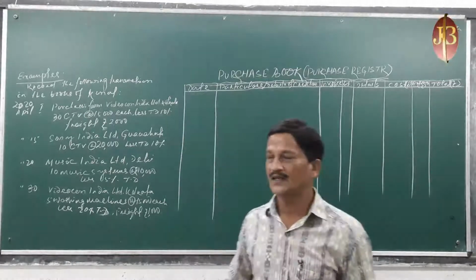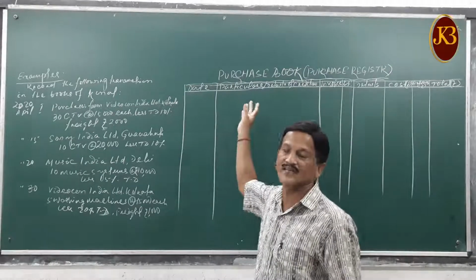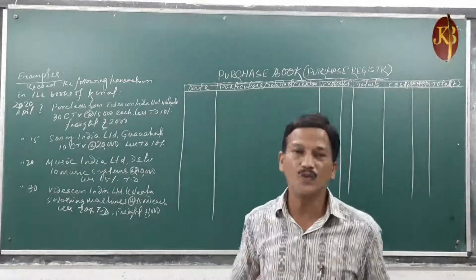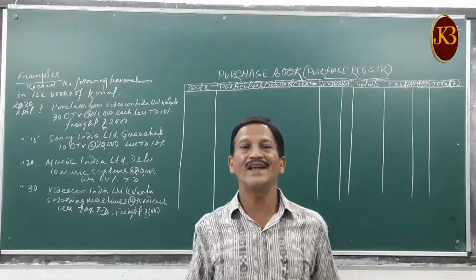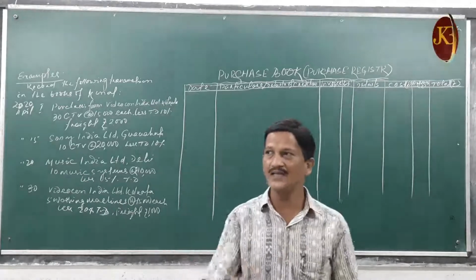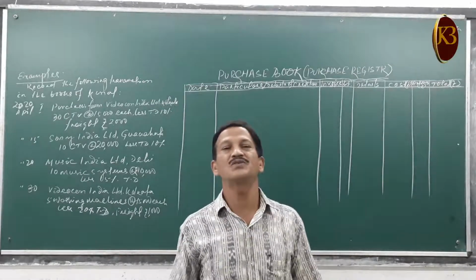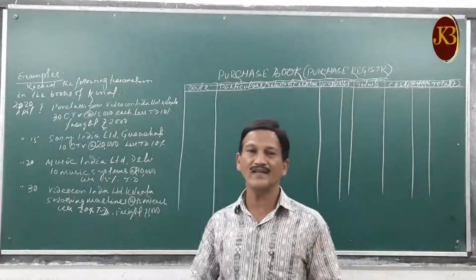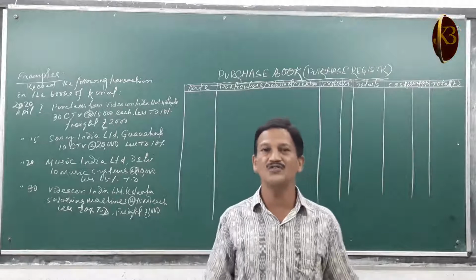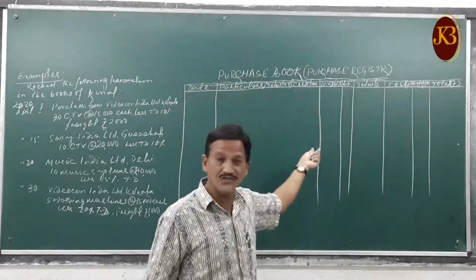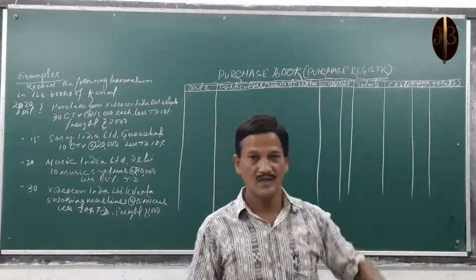So this purchase book is also known as the purchase register, the accounts payable book, or the purchase day book. Why is it the purchase day book? Because every day the purchases of goods and services which are done on credit basis are recorded in a separate book, that is called the purchase book. That's why it is called the purchase day book, the purchase register, the accounts payable book or the accounts payable register.